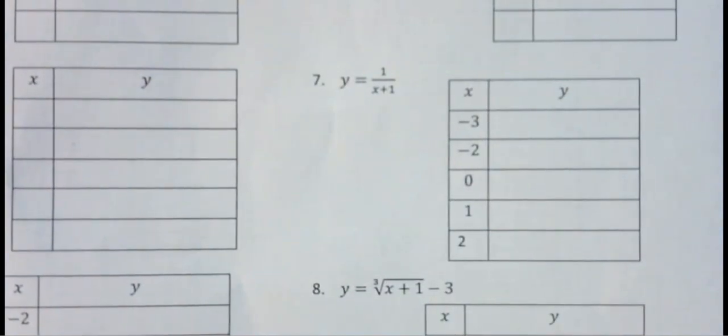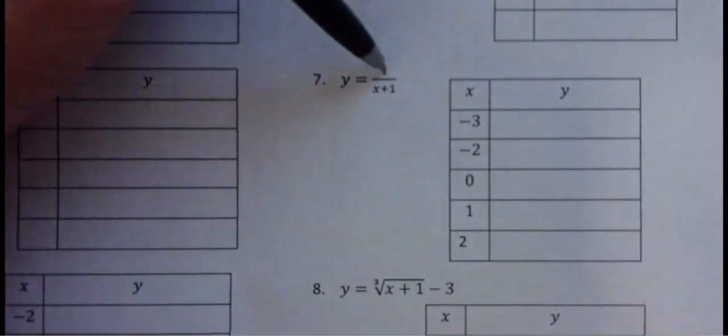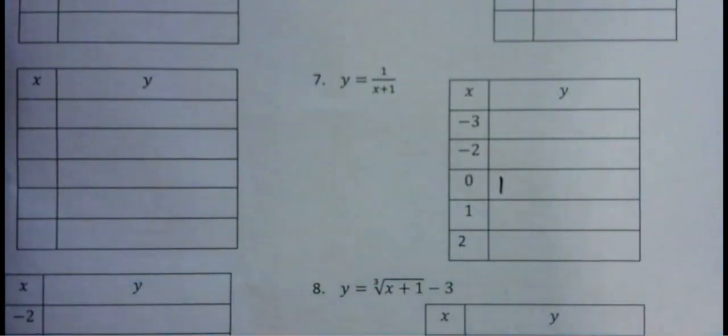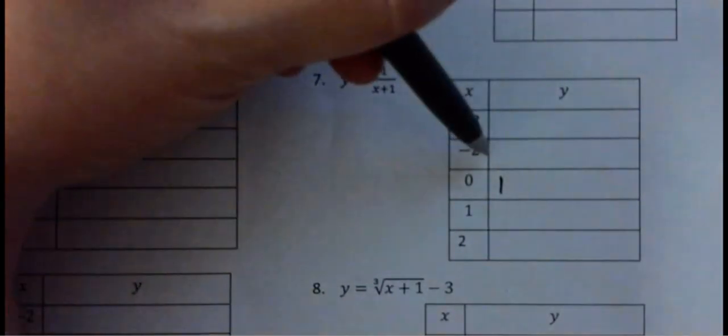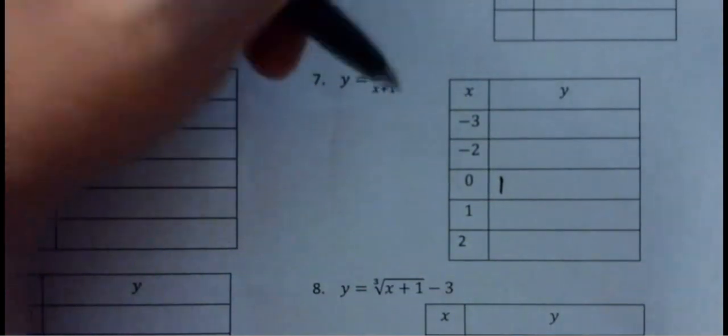Alright, so this is 1 over x plus 1. And so same idea here, but we're given all of the points that we need. So 1 over x plus 1, we are going to take our x value, so I'm just going to start with 0. So 1 over 0 plus 1 is just 1 over 1, so it's that. And then let's plug negative 2 in. So 1 over negative 2 plus 1.